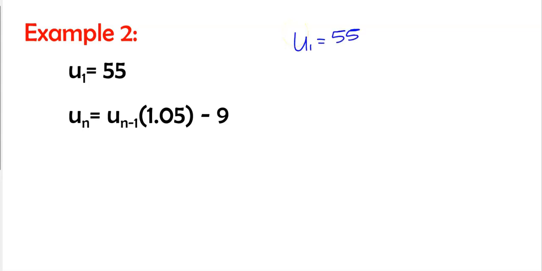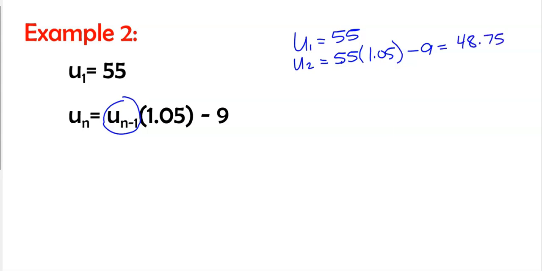First term is 55, and then after that, to get the next term, we need to take the term before, which was 55, and then multiply that by 1.05, and then after that subtract 9. So I already went ahead and did that on my calculator. 55 times 1.05, take away 9, ends up being 48.75.